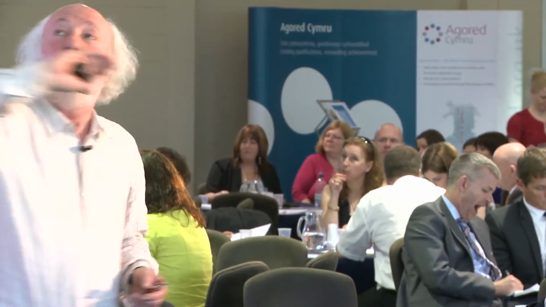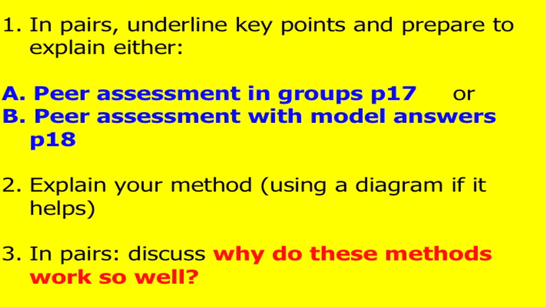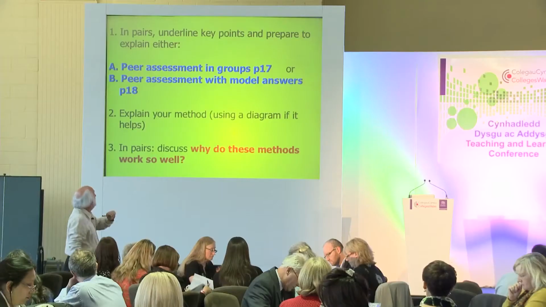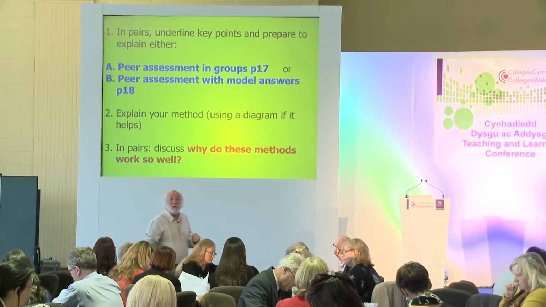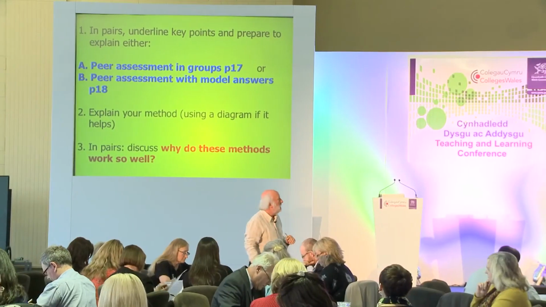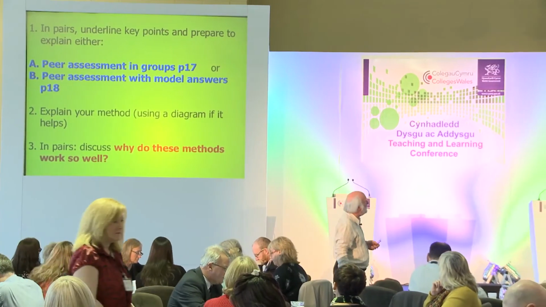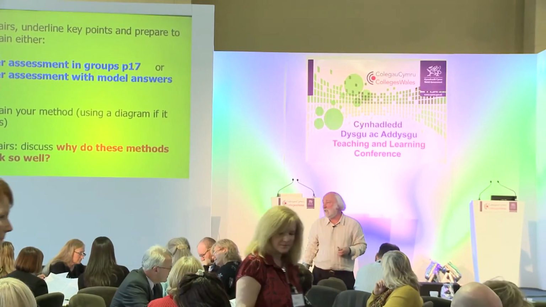I want you to work in pairs, if you wouldn't mind, yeah? And I'd like you to read page 17 and 18. One of you in the pair is A and one is B. It doesn't matter who's who. One of you will read and underline the key points about peer assessment in groups, which is on page 17. And the other will look at peer assessment with model answers, which is on page 18.